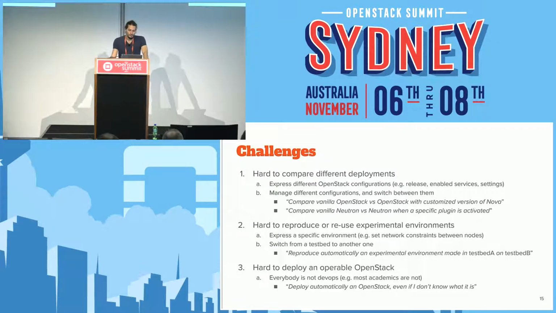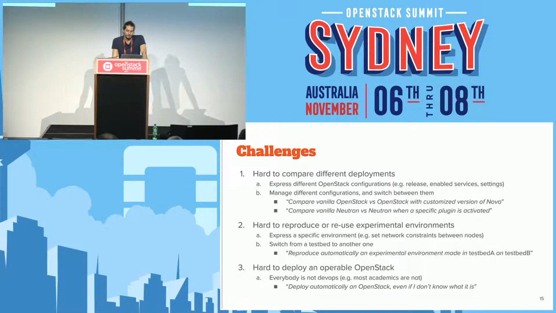It's also hard to manage multiple configurations of OpenStack and to switch between them. For example, it is the case when you want to compare a vanilla deployment. So vanilla is like OpenStack without any tweak. So you compare vanilla OpenStack with an OpenStack deployment where you have a custom version of Nova or a version of OpenStack where you activate a plugin or a feature in Neutron.